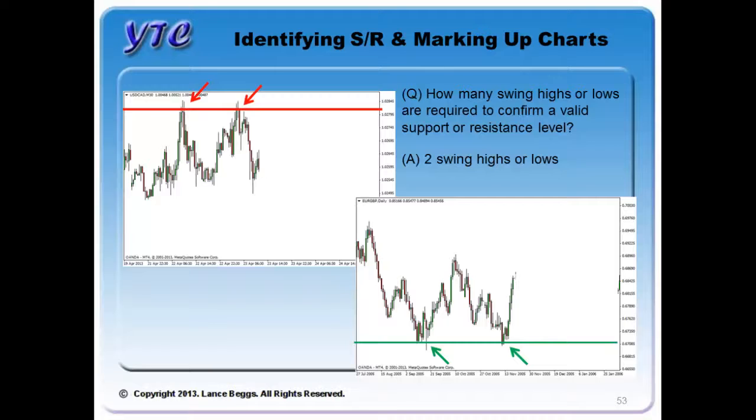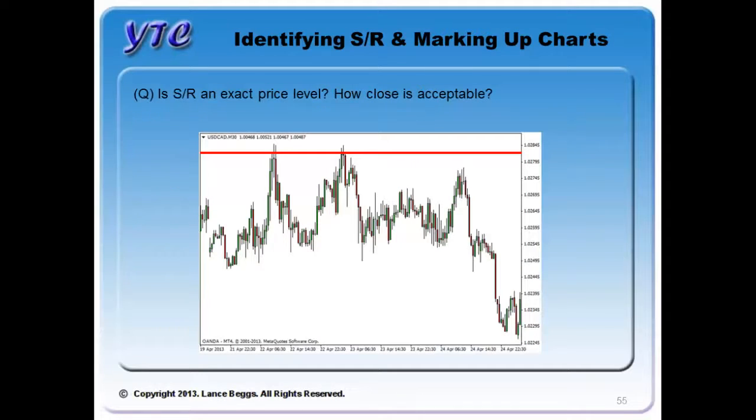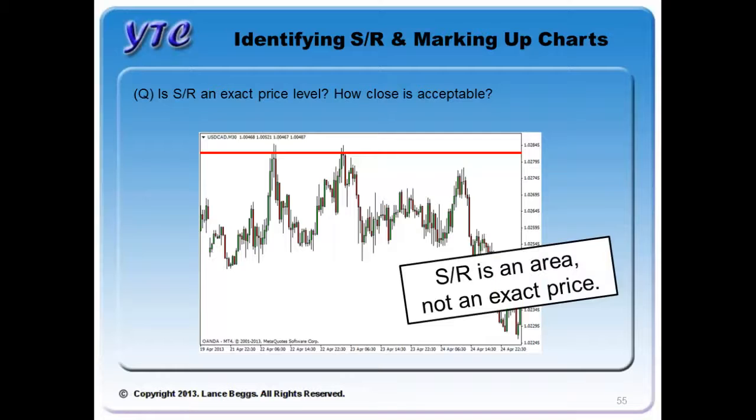Moving forward in time though, the chart on the top left now shows 2 swing highs at approximately the same level, sufficient to define our resistance level. And the chart on the bottom right shows 2 swing lows at approximately the same level, sufficient to now define support. Next question, is SR an exact price level, or how close is acceptable? Do the swing highs or lows have to touch exactly to that price level? The answer is, think of SR as an area, not an exact price. Something like this might be more accurate in defining a whole area.